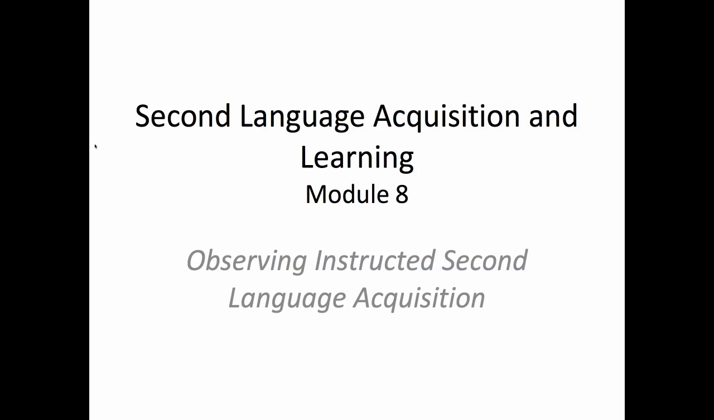This is Module 8 in our course on second language acquisition and learning, part of the Southeast European University's Masters in English Language Teaching. This module will be looking more at what happens inside the classroom in regards to language acquisition. So the title of the module is Observing Instructed Second Language Acquisition.